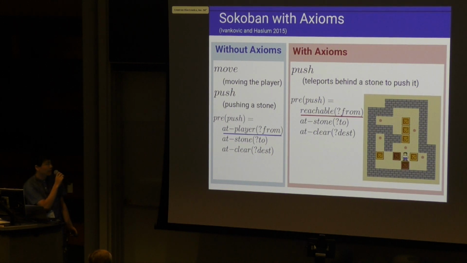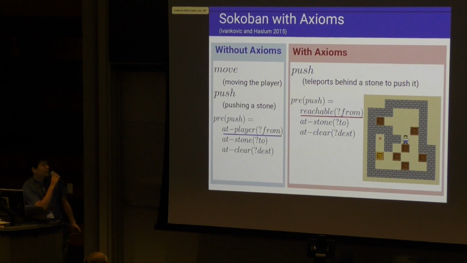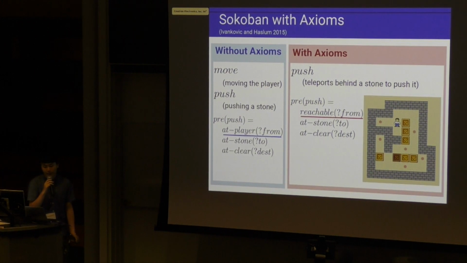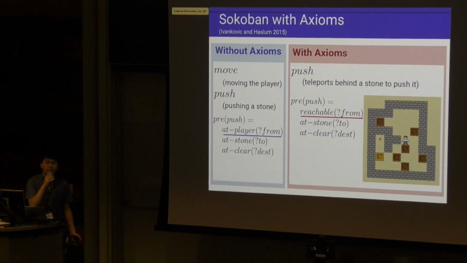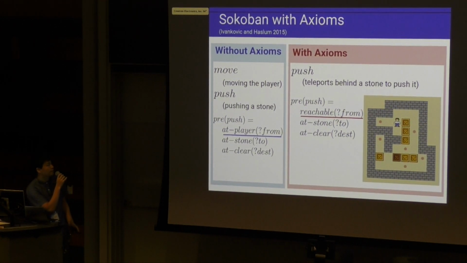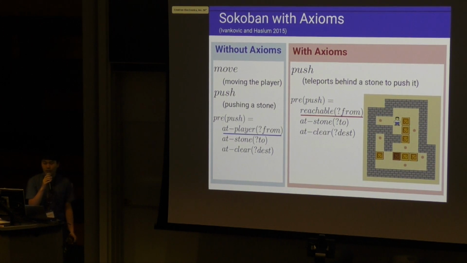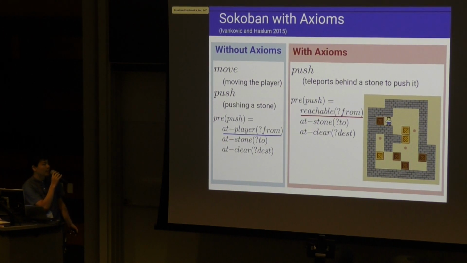In the formulation without axioms, we have 2 kinds of operators: move for moving the player, and push for pushing a stone. But now that we know which locations are reachable from the current position of the player using axioms, we can actually remove move operators entirely. Push operators in the new formulation have reachable as the precondition instead of at-player. The resulting player's behavior is animated in the slide, and note that the player teleports around in the maze to push stones.